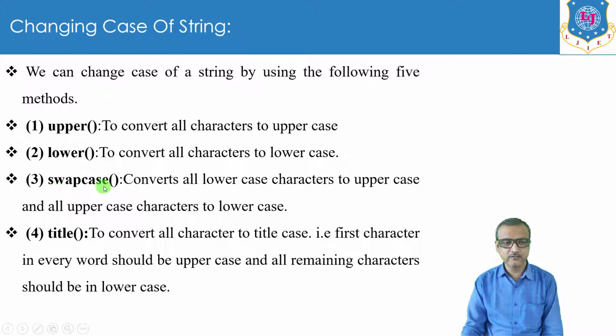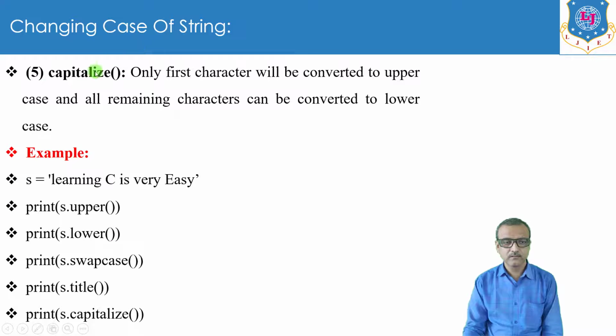Now the third one, that is swapcase. It will convert all lowercase characters to uppercase and all uppercase characters to lowercase. Now fourth one, title function. It will convert all characters to title case, that is, the first character in every word should be uppercase and all remaining characters should be in lowercase. Now fifth method, that is capitalize. Only the first character will be converted to uppercase and all remaining characters will be converted to lowercase.